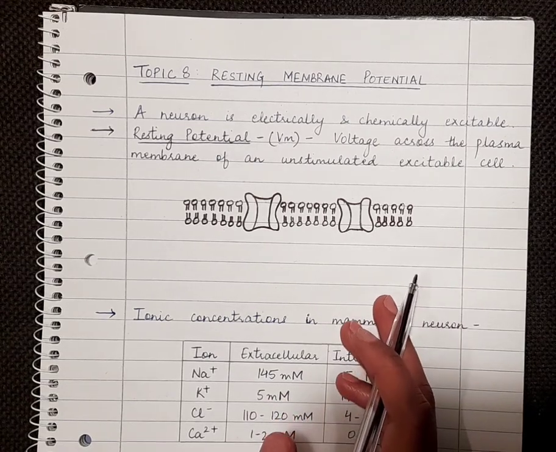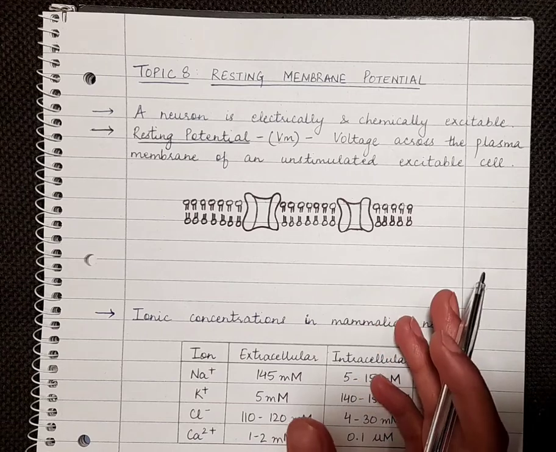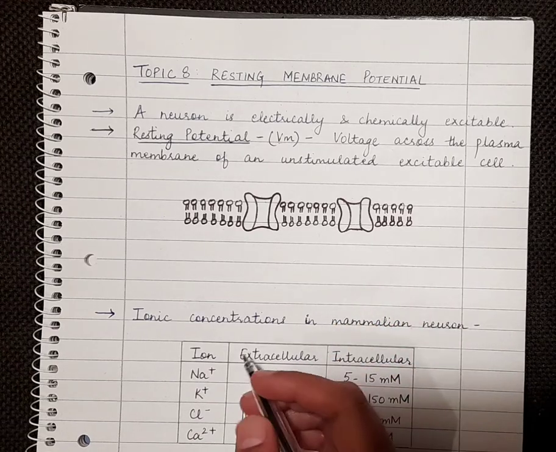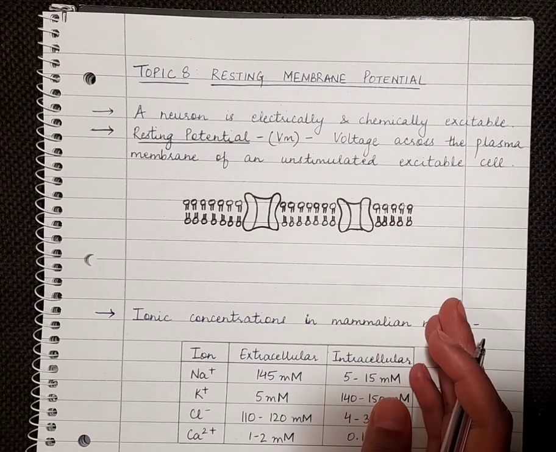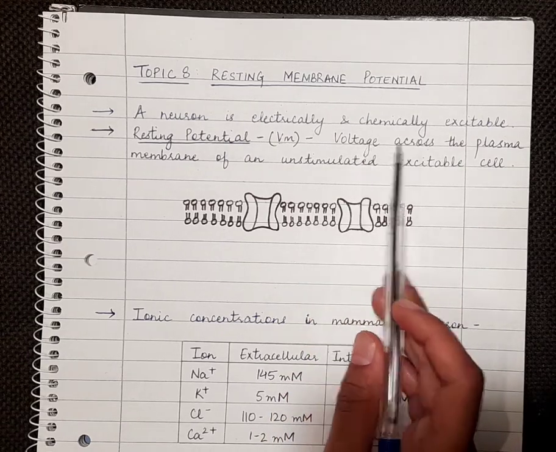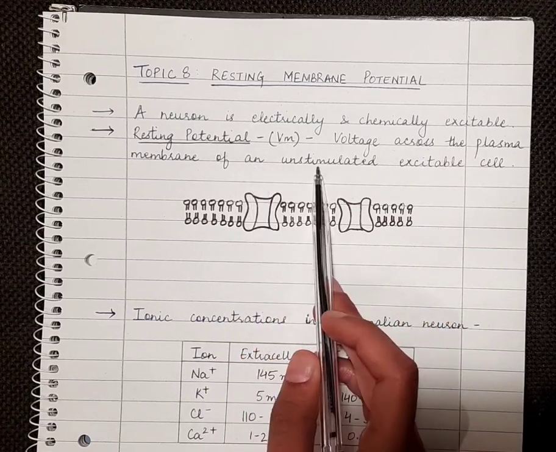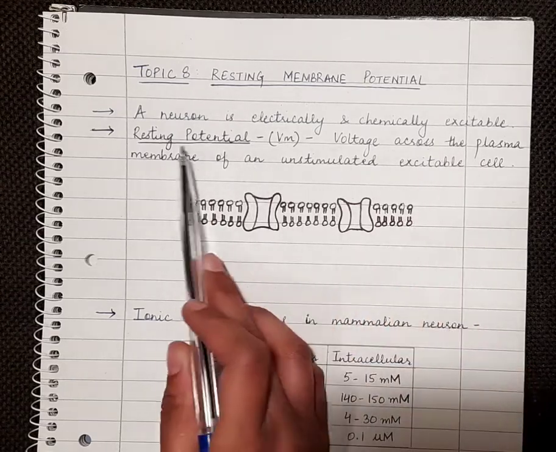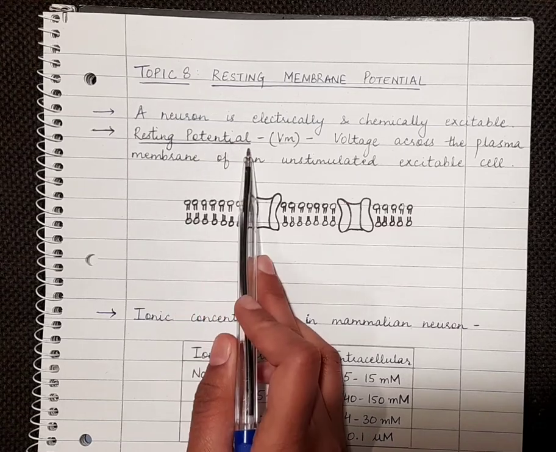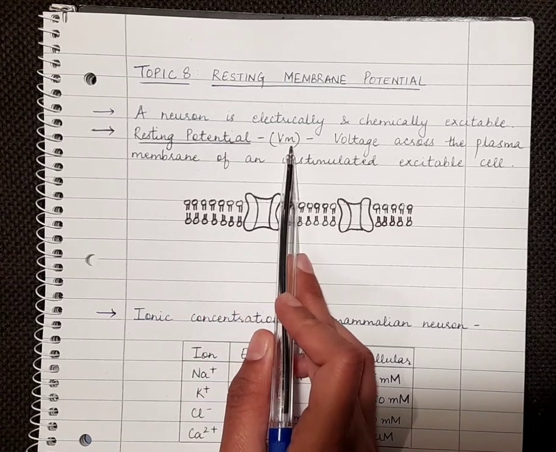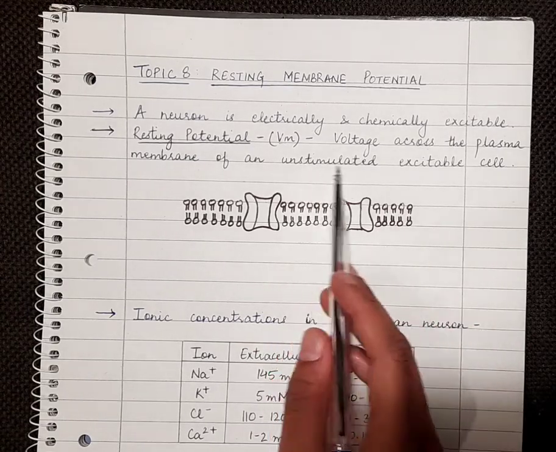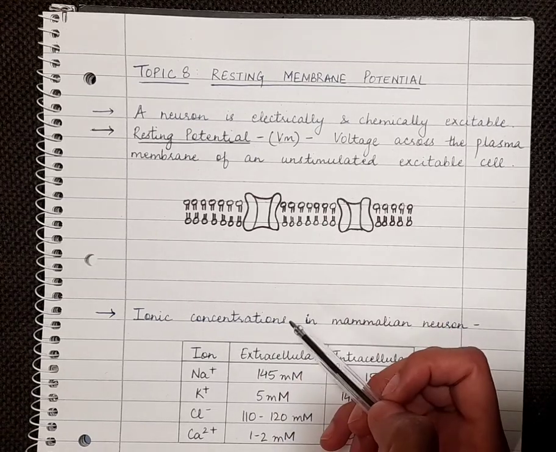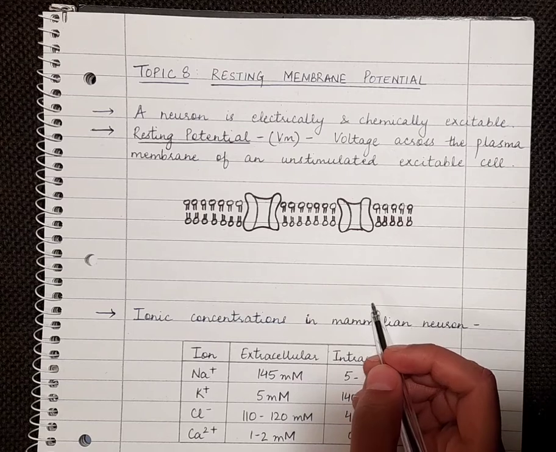Now, to understand the signal transfer and neurotransmission, first we have to understand what happens to the neuron at the resting stage. Resting stage means that there is no incoming signal to the neuron. So the voltage across the plasma membrane of an unstimulated excitable cell is the resting potential or resting membrane potential, which is represented as Vm. It is the potential difference across the membrane of the neuron when it is unstimulated, so there is no signal coming to it. It is at the resting stage.